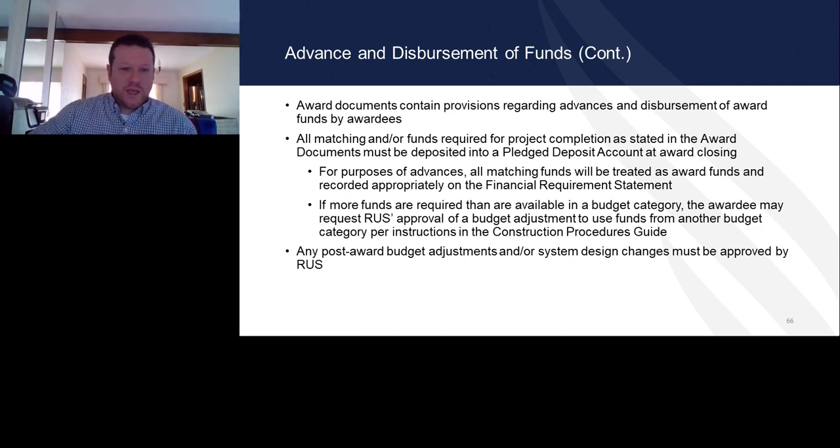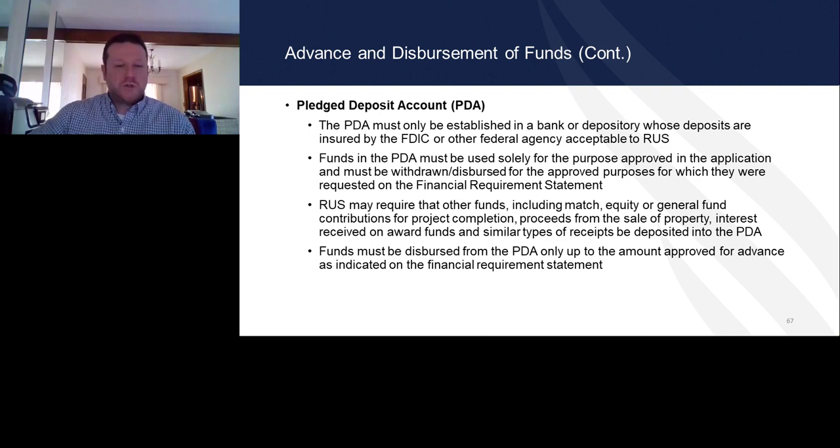Going into the pledged deposit account, which, if you're following along in your ReConnect construction guide, is on page 26. The pledged deposit account must be established in a bank depository where deposits are insured by FDIC. I won't go into this too much because it was covered in depth yesterday. RUS may require other funds, including match or equity general funds, to be put in there, and funds must be dispersed only by approval of FRS.